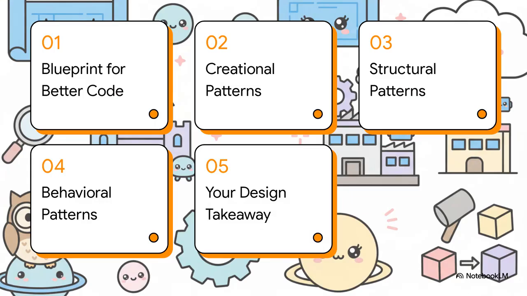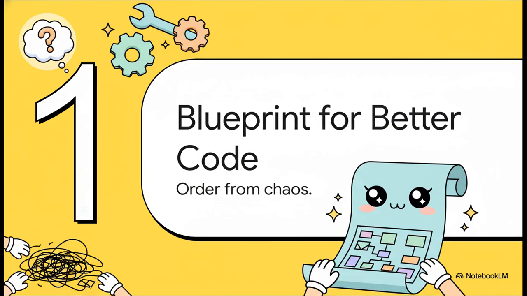So here's our game plan. We're going to start with the why these patterns are so important. Then we'll jump into the three main types: creational, structural, and behavioral. And we'll wrap it all up with a key takeaway you can use in your own work. All right, part one, the blueprint for better code. Let's really get to the heart of the problem these patterns were created to solve.